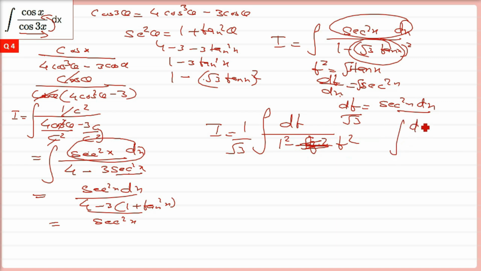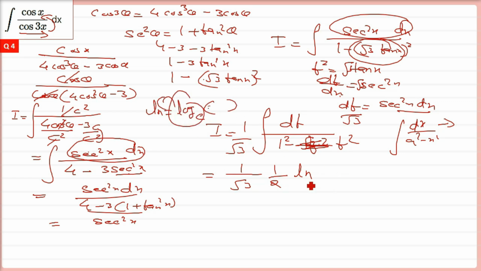So integration of dx by a square minus x square, you already know. So 1 by 2a ln modulus of a plus x by a minus x, you already know that. So 1 by root 3, 1 by 2 ln. It's not log, because log base e is ln only. Any other base can be there, but ln is essentially log base e. So 1 by 2 ln modulus a plus x by a minus x. So 1 plus t divided by 1 minus t plus constant of integration. This gives you 1 by 2 root 3 and then ln. Now t was what? Root 3 tan x.